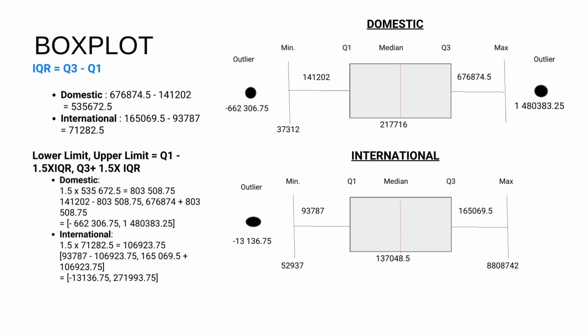The formula used to find the outliers is as shown. When we substitute the value obtained earlier from the domestic airline into the formula, we will get the values negative 662,306.75 and 1,480,383.25. For international, we will get negative 13,136.75 and 271,993.75.